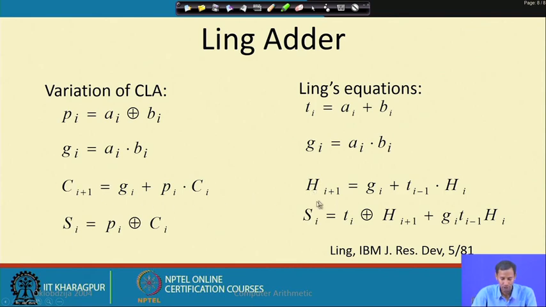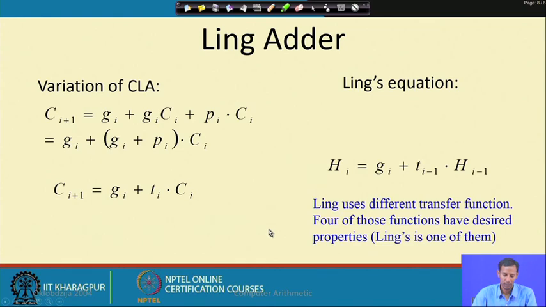If you compare these two equations, it is the same as the generation and propagation of the carry, where C is modified, that means renamed as H here. And S is not an XOR operation with Ci only; it is XOR with this Hi plus 1, along with Gi, Ti minus 1 and Hi. Okay.